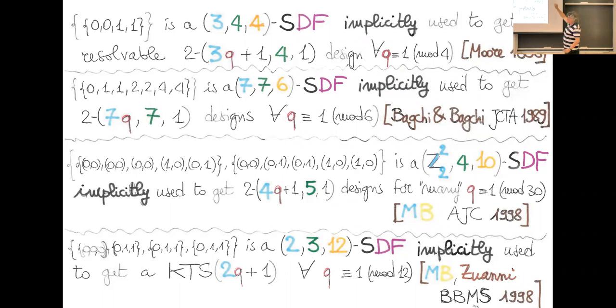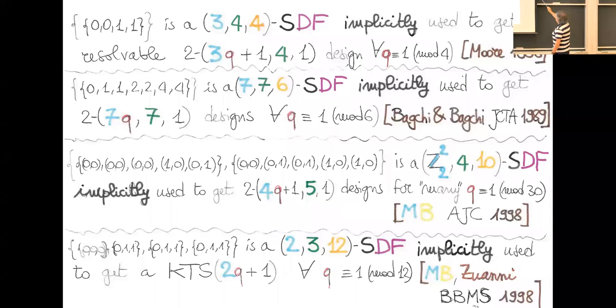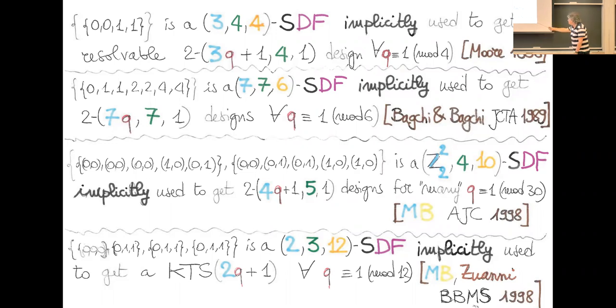In the final construction there is the implicit use of strong difference families, but the outcome is an explicit construction of designs in each of these cases. Also here, another example. So with Fulvio Zuanni, we essentially used this strong difference family. You see, they are very simple, but indeed, in my JCD paper, where I introduced the strong difference family, I emphasized the fact that even a trivial strong difference family, very easy, could give a lot of designs. This gave an infinite family of rotational Kirkman triple systems.